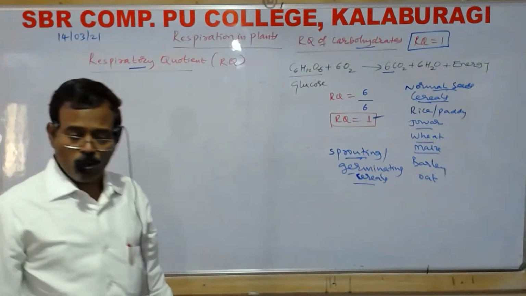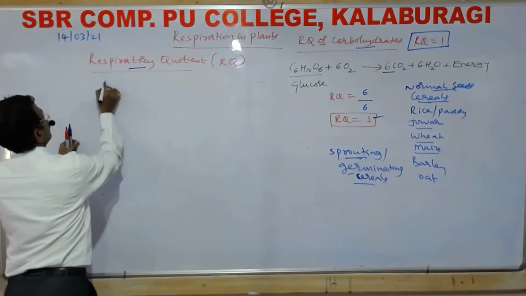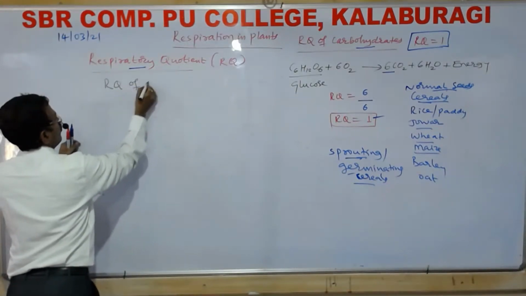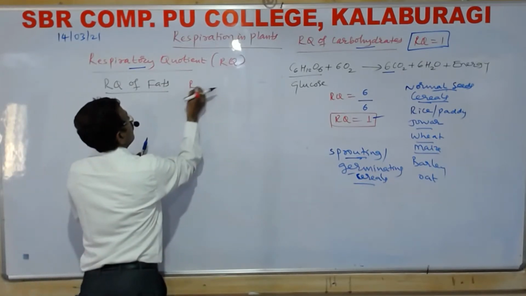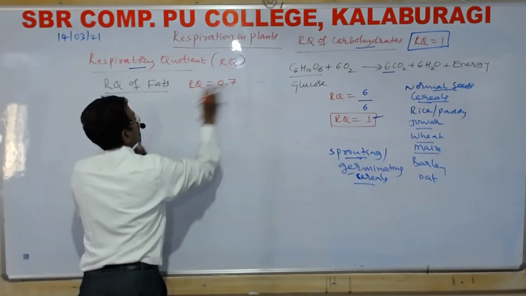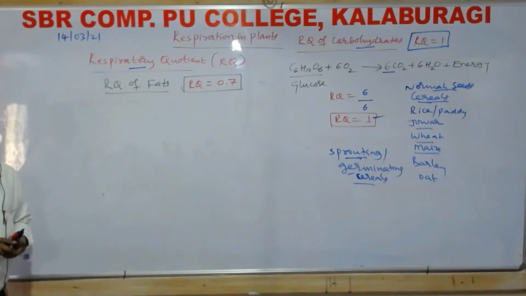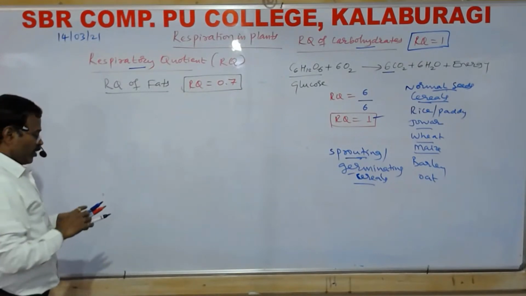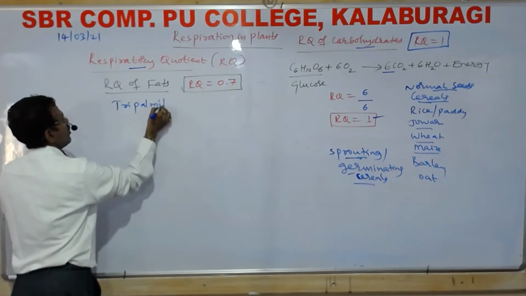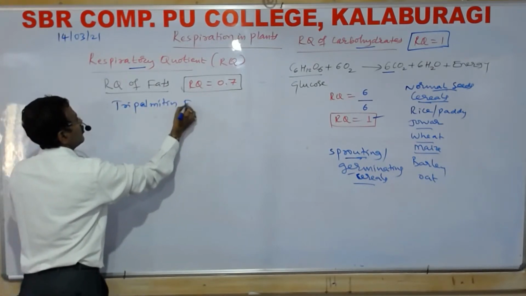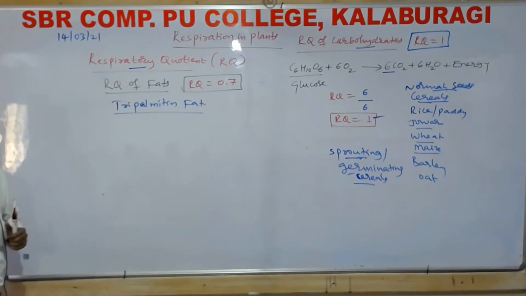Now, next, the RQ value of fats. The RQ of fats, lipids, we say RQ is equal to 0.7. So, for example, tripalmitin fat.